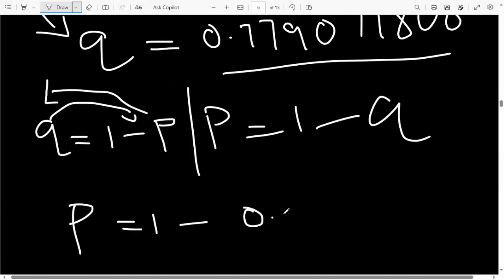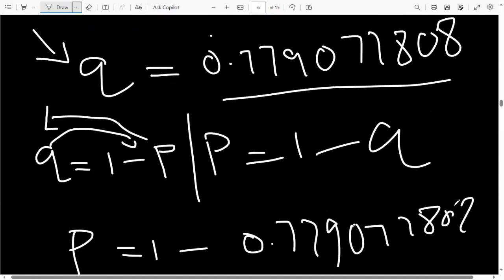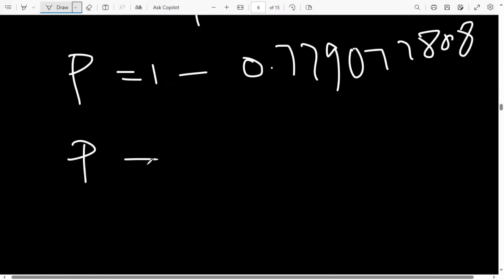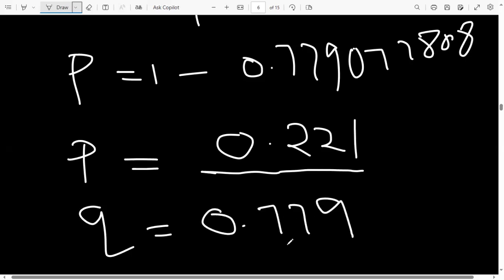So p equals 1 minus the value of q, this one here, 0.77808. So p will be equal to 1 minus this. Punch this on your calculator. I'm getting approximately 0.221 to 3 decimal places as my value of p. Okay, so we can conclude that my p is 0.221, and then my q is 0.779. So this is my value of p. Okay, so that's how you do that.